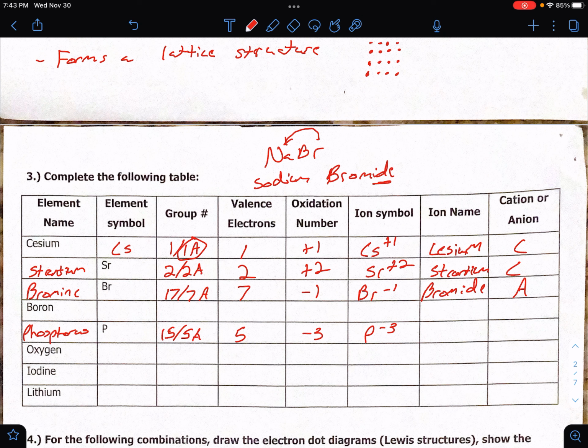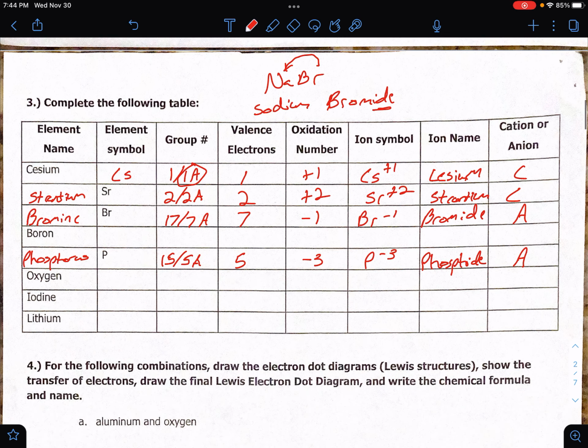Now your ion name, remember this is an anion, so we had to change it from phosphorus to phosphide. If you need help remembering where to put the "ide," the way I remember it, it should always be 2 syllables. Nitrogen becomes nitride, bromine becomes bromide, phosphorus becomes phosphide. There are multiple ways you can change that, but it should be just 2 syllables. Hopefully that helped out there.